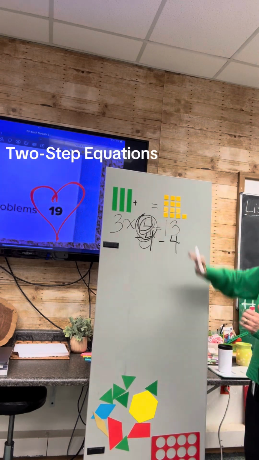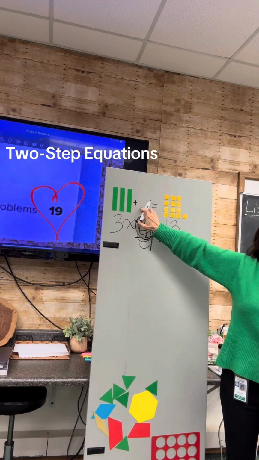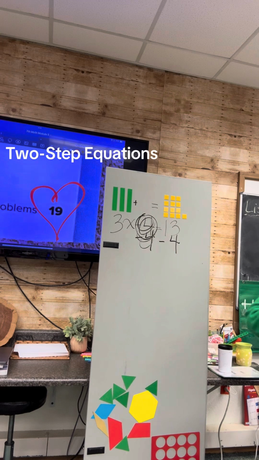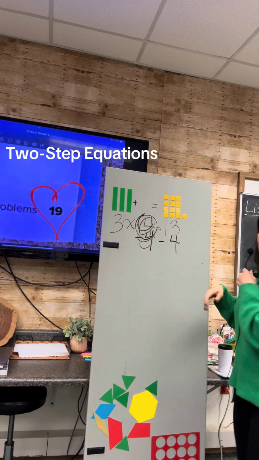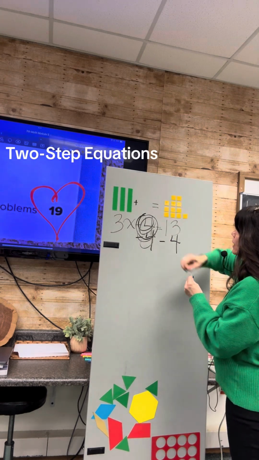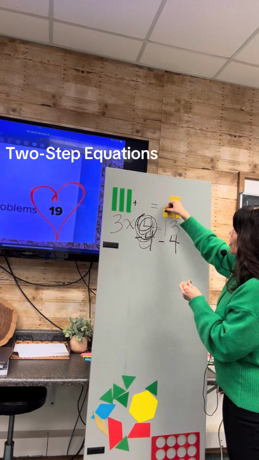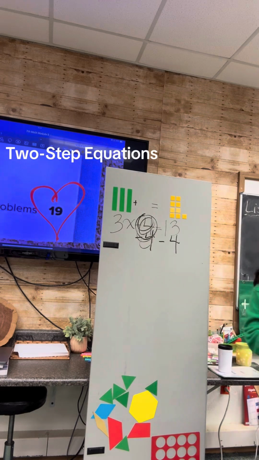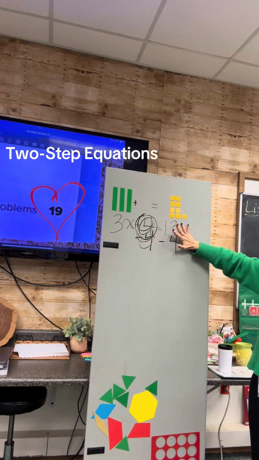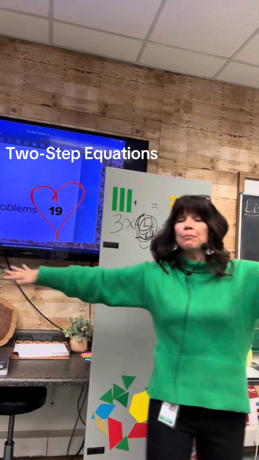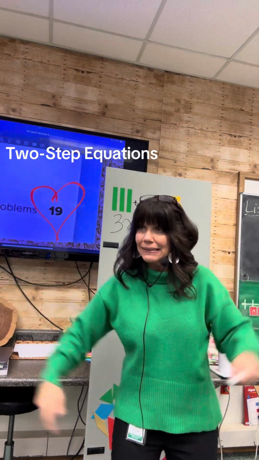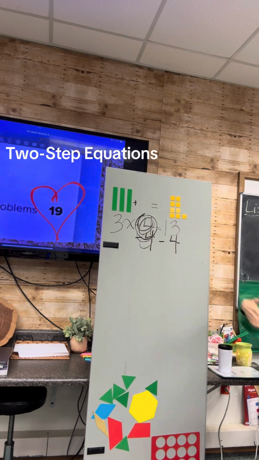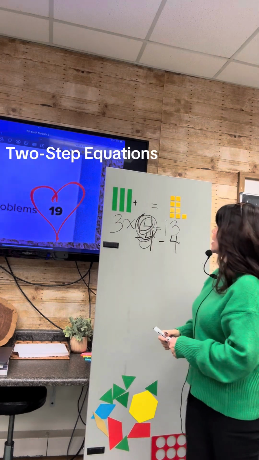Now, over here, since I removed 4 yellow tiles on this side, what do you think I will do on this side? I will remove how many? 4 yellow tiles. 1, 2, 3, 4. Now that I have removed 4 yellow tiles from this side to keep everything in balance, how many yellow tiles do you see that I have left? 9. I have 9 yellow tiles left.